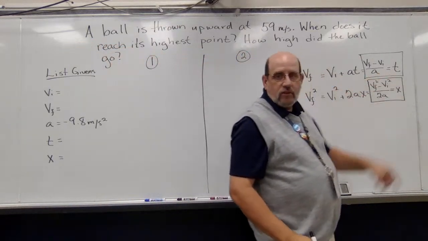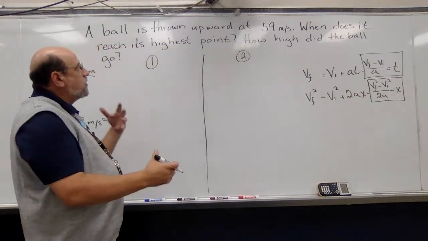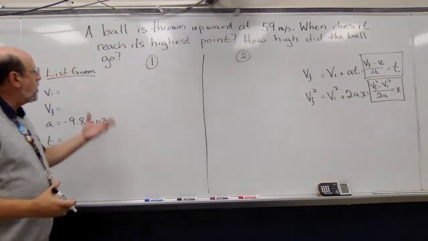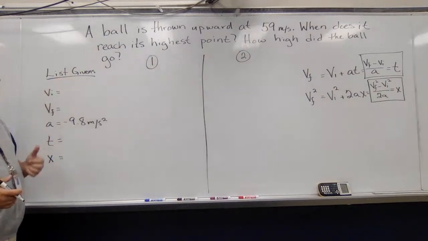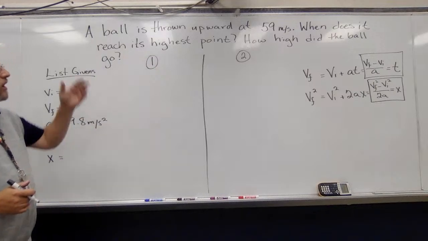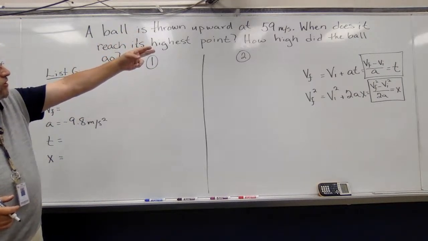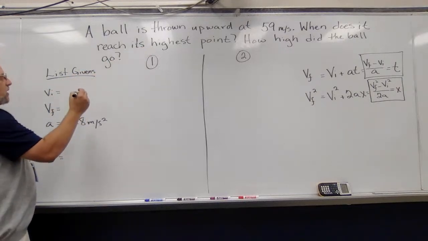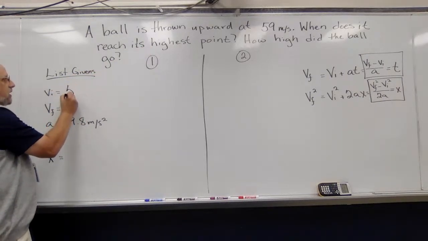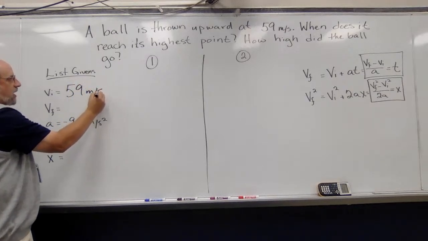So I'm going to use this formula here, but I'm also going to talk about the things that we should know. What are we given, right? So the initial velocity is given to us. Sorry, I'm out of the frame, but you don't need to see my ugly mug. Our initial velocity is 59 meters a second. So I'll write it in here, 59 meters a second.